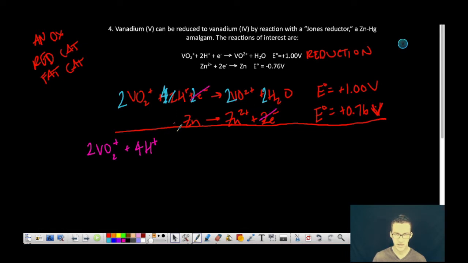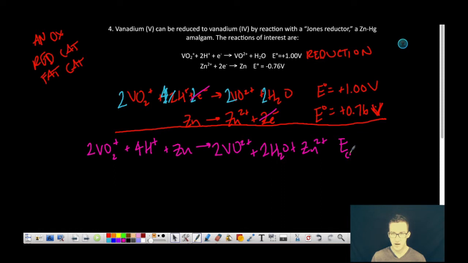Again, our electrons will cancel out now that we've balanced it. 2 VO2+, plus some zinc ion in there. And then our standard cell voltage for this galvanic cell, we determine simply by adding together the standard reduction potential for the reduction half reaction and the standard oxidation potential for the oxidation half reaction. In this example, it will give us 1.76 volts. Nice positive value there, indicating a highly spontaneous, thermodynamically favored reaction is going to occur.